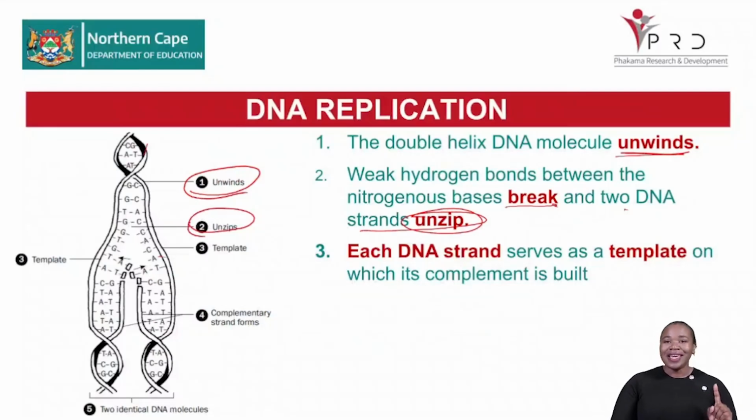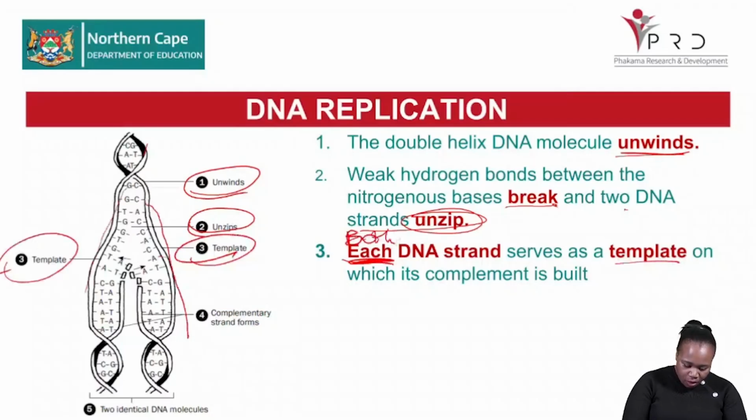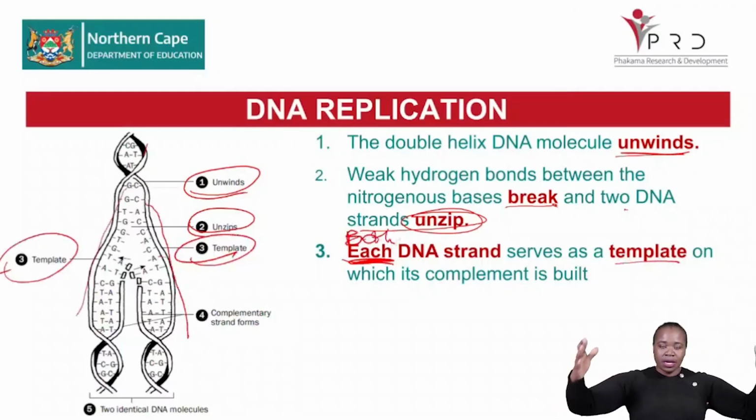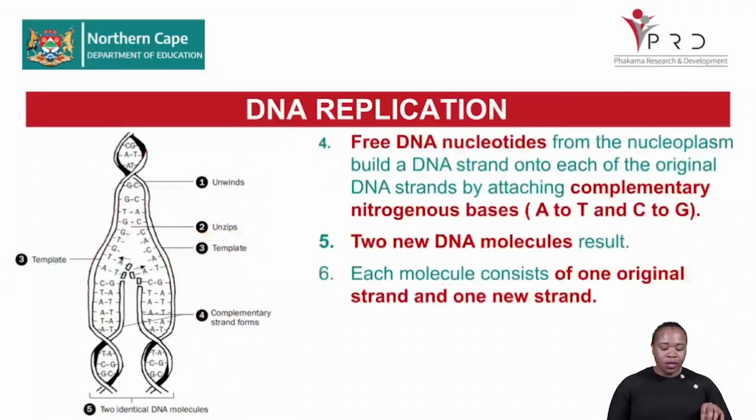Thirdly, both DNA strands serve as a template on which its complement is built. So this will serve as a template. This will also serve as a template. Remember, they've separated now. We have 2 of them separate from each other because the weak hydrogen bonds between them have been broken. Now they both serve as a template so that a complement can be built. What is a complement? It is these complementary strands. The new strands that are going to be formed are complementary to the old strands.